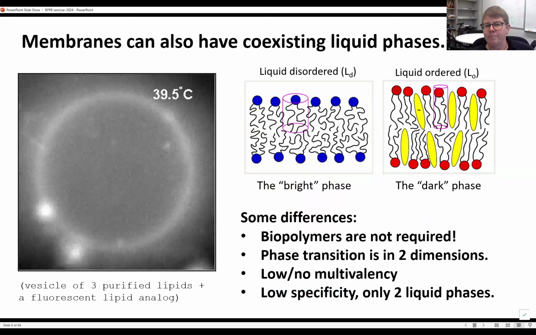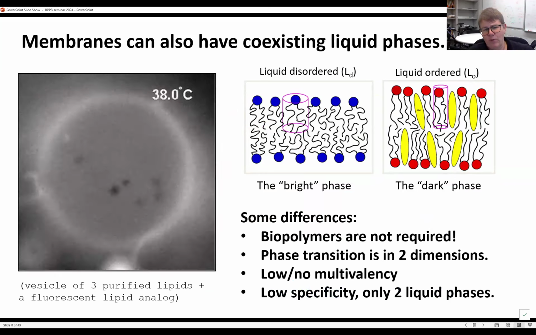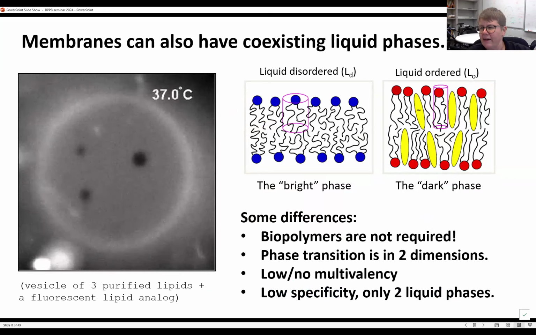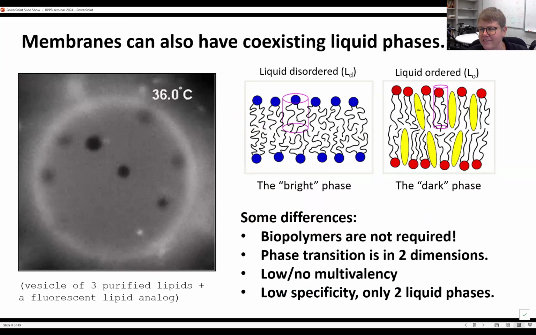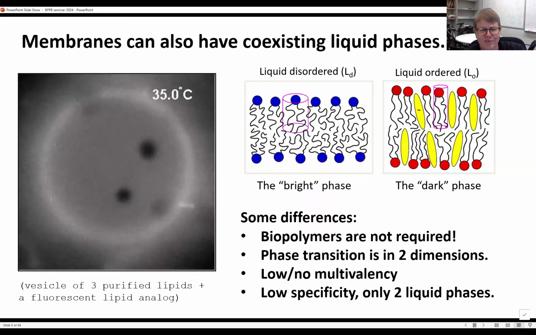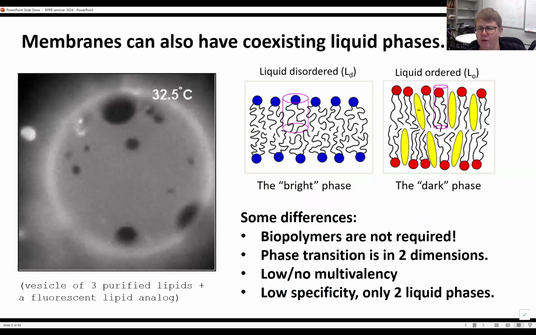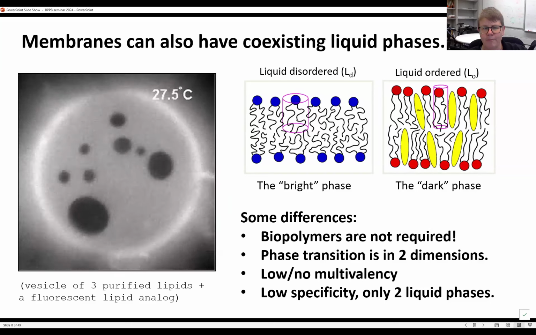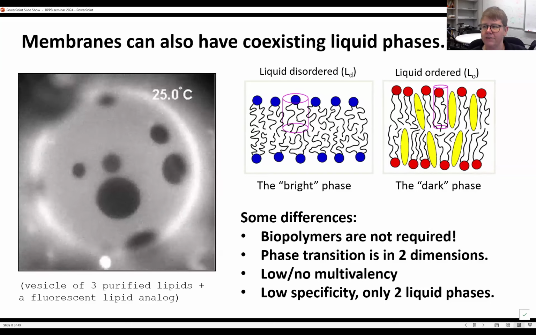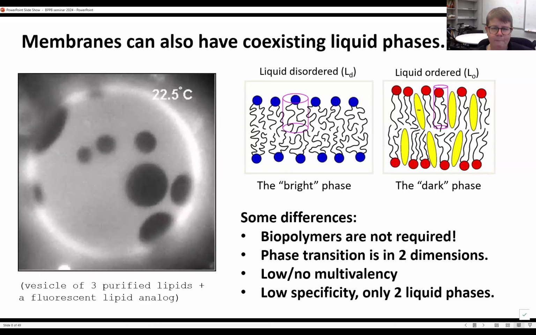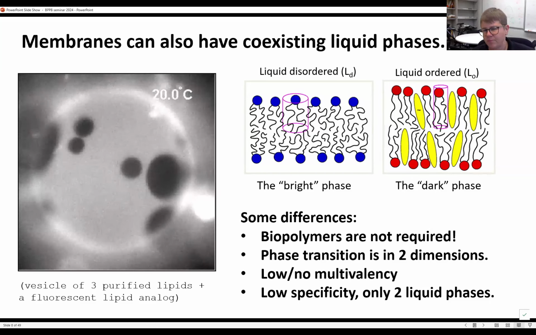Okay. Membranes can also have a phase transition of their own, and it's driven only by lipids. So this is a model membrane that has 3 different lipids in it, and we can lower temperature in this case, and it can break out into spots. These spots are different phases, just like our other system with biopolymers, but now there's no biopolymers involved. It's only lipids. And it's in the plane of the membrane, so it's effectively 2-dimensional. And these phases have different names, but it doesn't really matter at all for the purposes of this story.